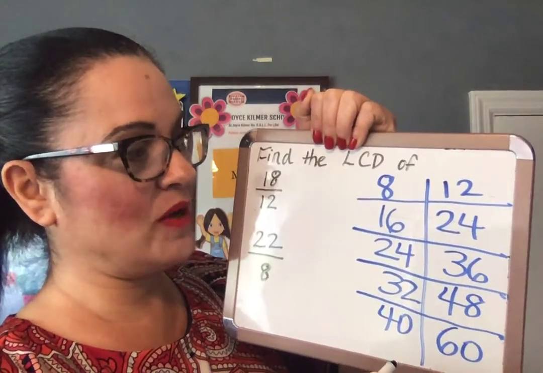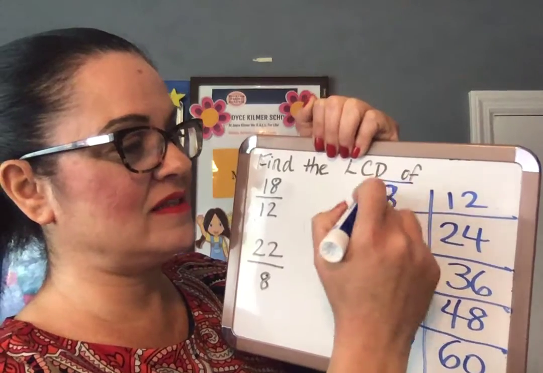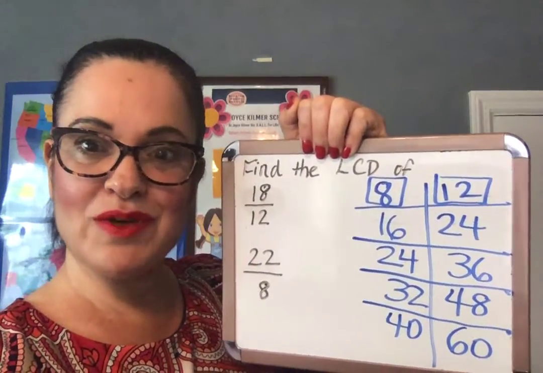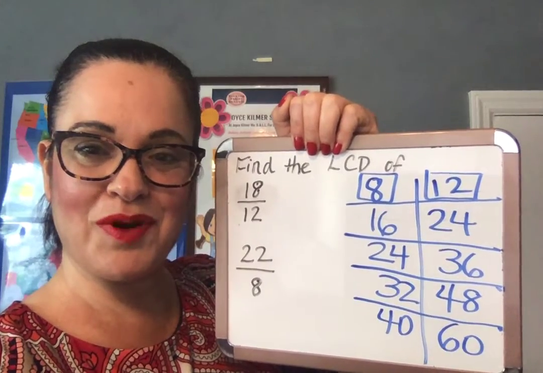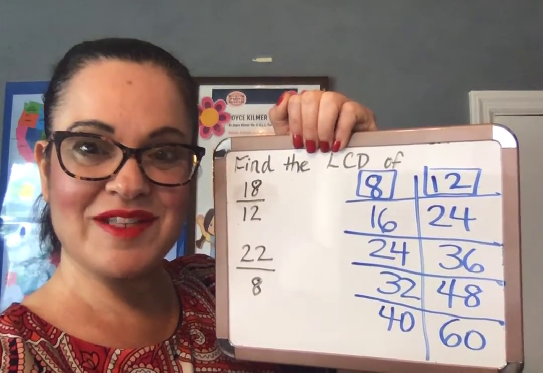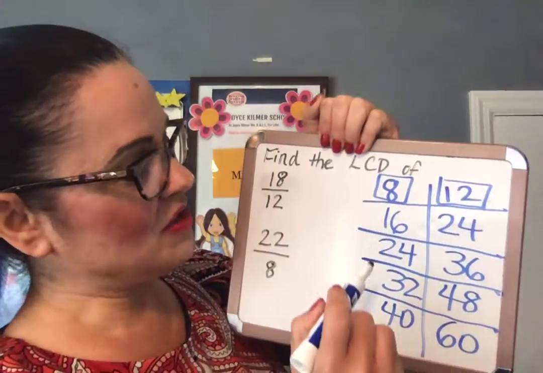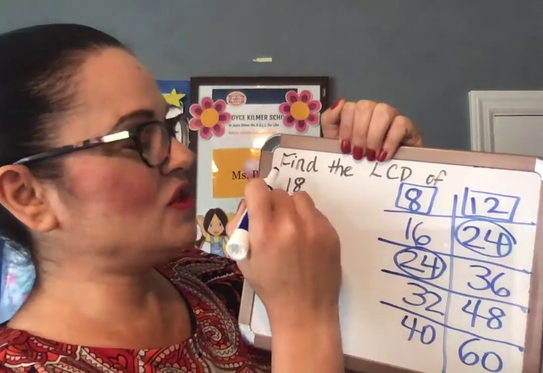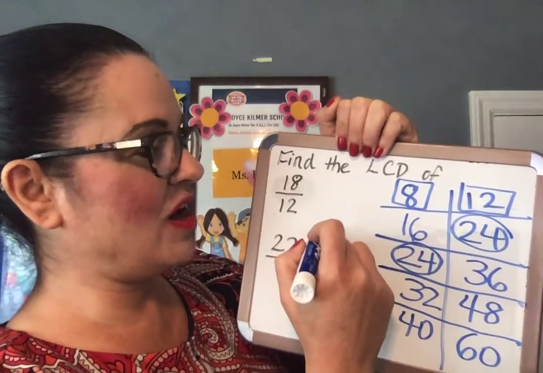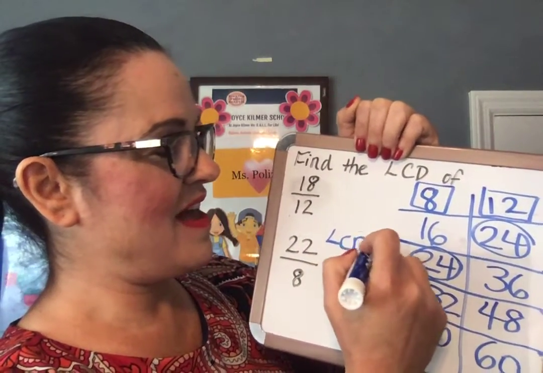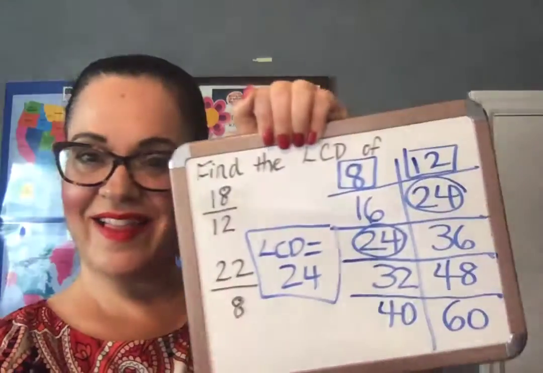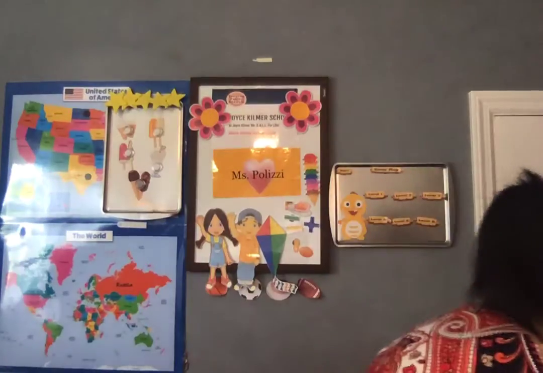And now I'm going to look at my column of 8s and look at my column of 12s, and I am going to circle the first number that is in both columns that is the same. So let's see, and that happens to be 24. So the LCD of 12 and 8 is 24. There we go. All right.